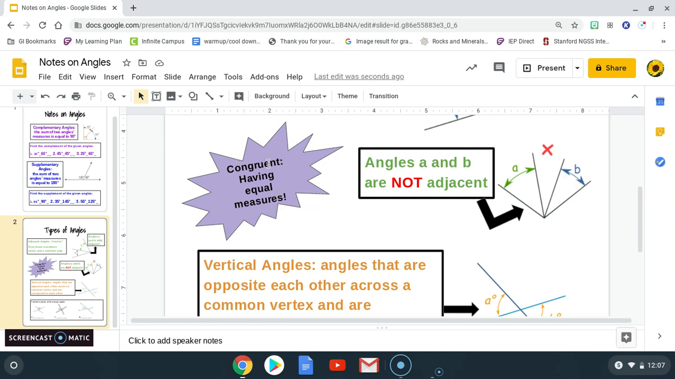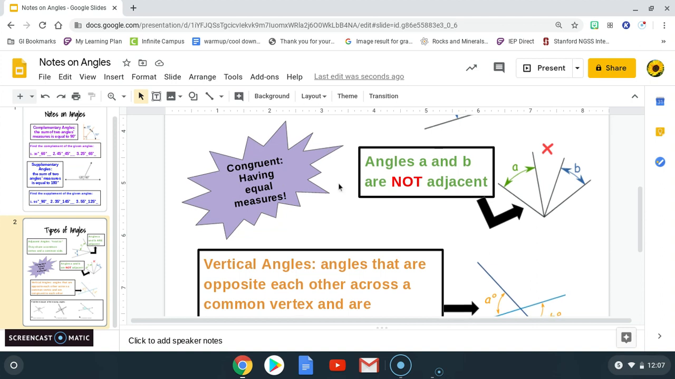Congruent. That word just means having equal measures. So it means that they are the same degree. They are the same measurement. Okay.